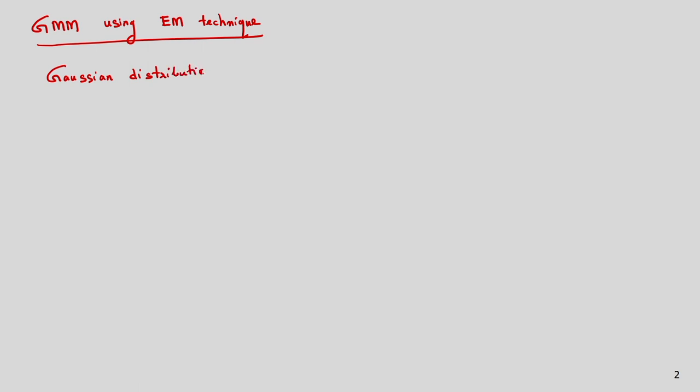So, GMM, that is the Gaussian mixture model, using EM, that means the expectation maximization technique. So, first let us consider a Gaussian distribution. It is a one dimensional distribution. This density, the Gaussian density, I can write like this. It has two parameters, one is the mean, another one is the variance.